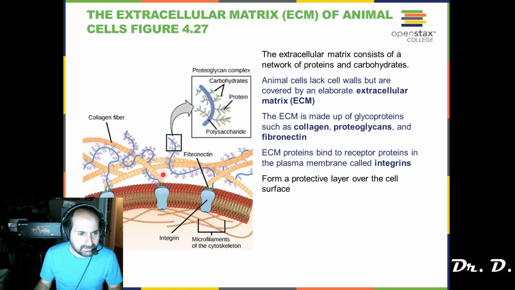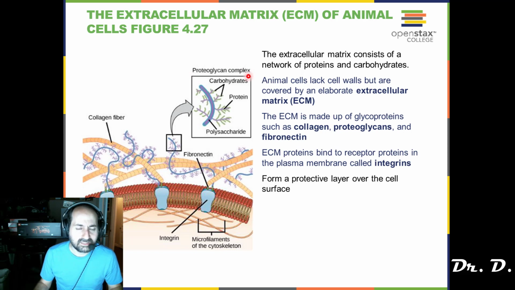But here's what the ECM is made out of. It's made out of collagen fibers, which are basically proteins. It's a quaternary structure of collagen proteins. And it's also made out of this barbed wire looking stuff. You see this stuff here? It looks like barbed wires. That there is called the proteoglycan complex.